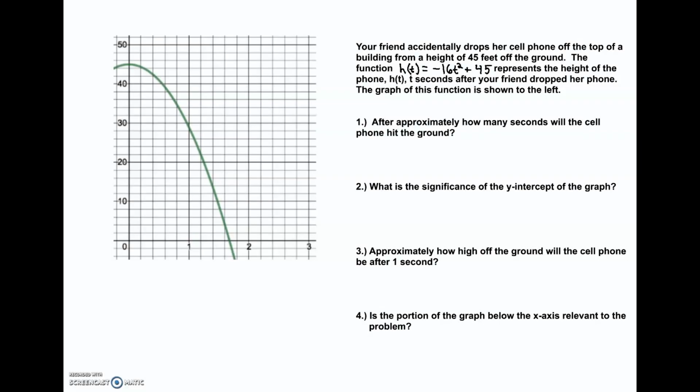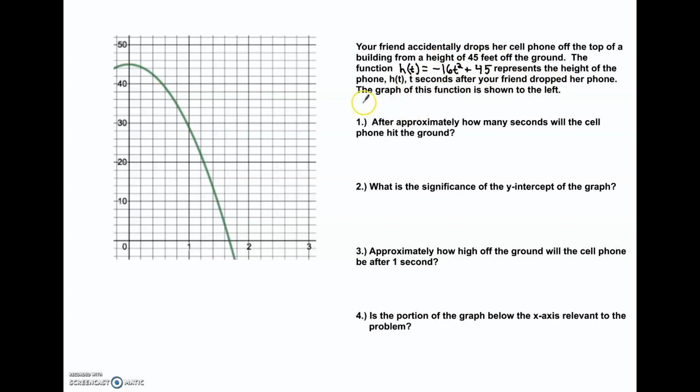In this video we've got ourselves one heck of a word problem, and it has everything to do with the graph, or a piece of a graph, of a parabola. Let's check it out. It says your friend accidentally drops her cell phone off the top of a building from a height of 45 feet off the ground. The function h of t equals negative 16t squared plus 45 represents the height of the phone, h of t, seconds after your friend dropped her phone.